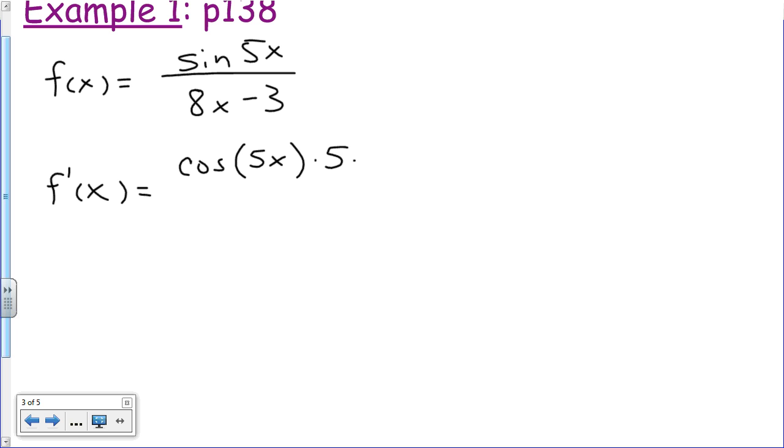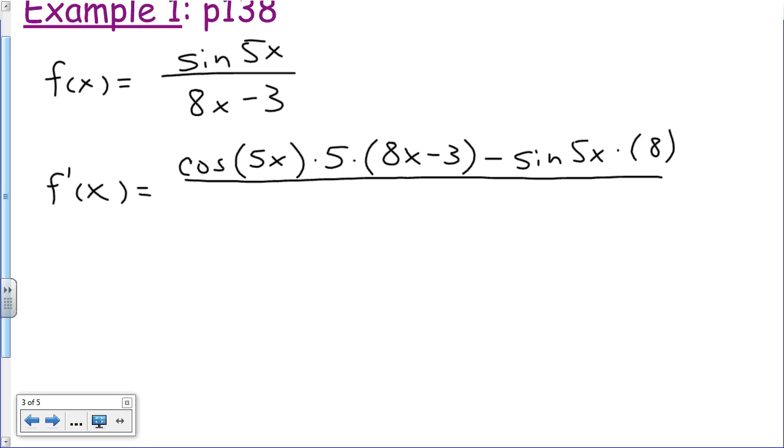And then we multiply that by the bottom function, 8x minus 3, and then subtract the top function, sine of 5x, times the derivative of the bottom function. And the derivative of 8x minus 3 is just 8. All right, again, the derivative of 8x is 8, derivative of the 3 is 0. Again, if you want to write it out that way, you can, but it turns out the derivative is just 8 there. And that's all divided by 8x minus 3 squared, all over the bottom squared.